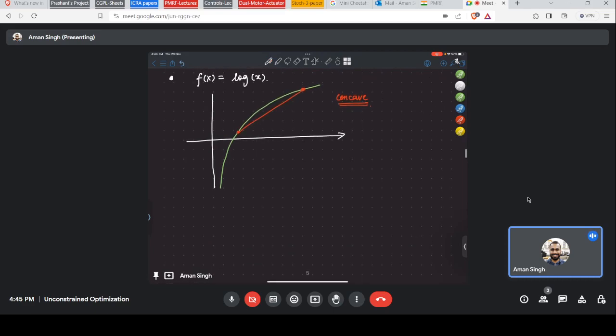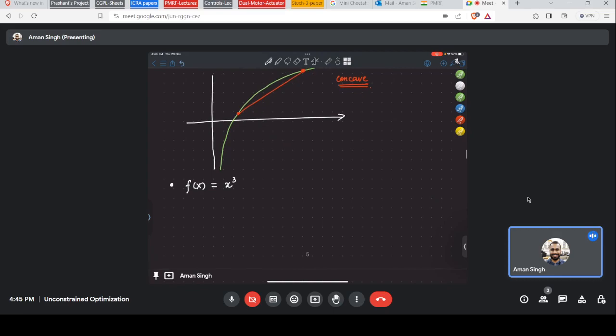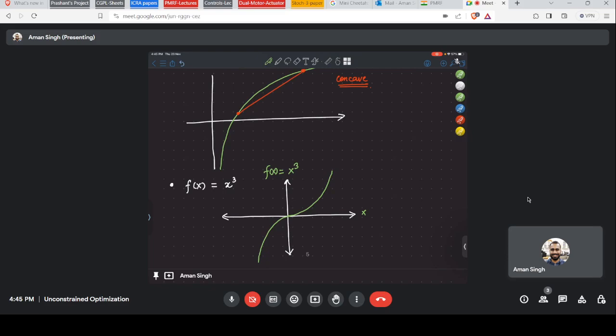Now let's look at a function x cube. So I'll draw the graph and you tell me what it is like. So it is something like this, right? So is it convex or concave? Tell me. Half concave, half convex. Yeah, yeah.